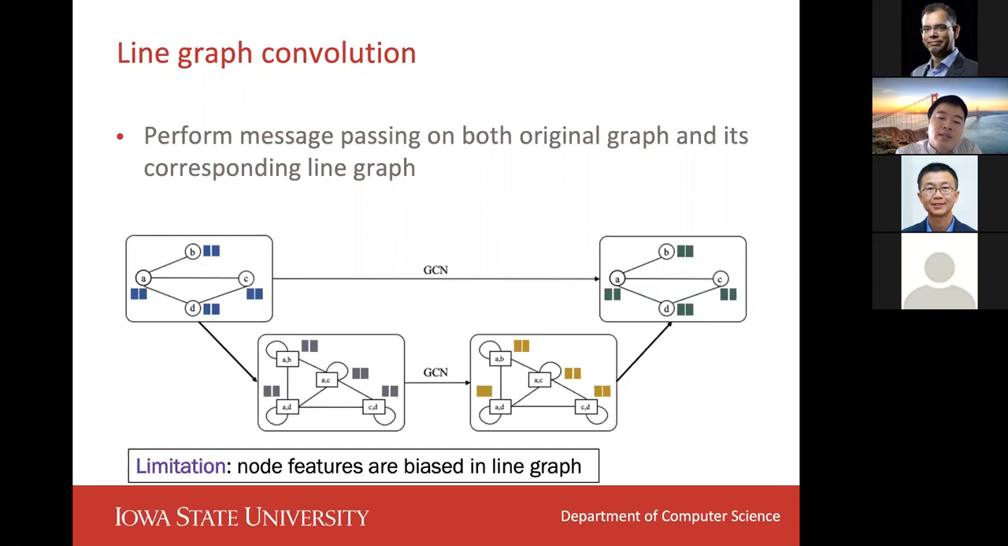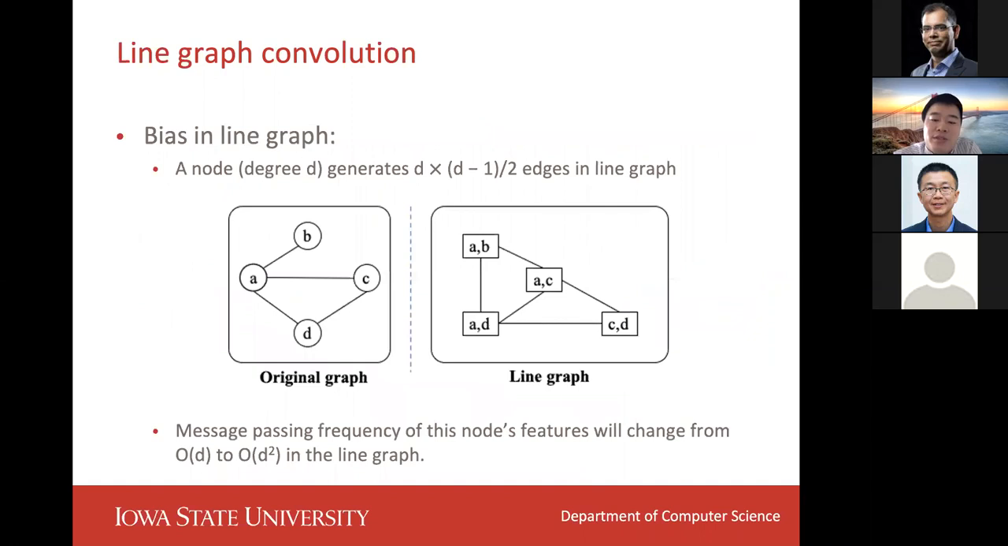But using the line graph has a limitation: the node features are biased in the line graph. The bias is due to its way of construction. In a graph, a node with degree d has d edges in the original graph, but it generates d times (d minus 1) over 2 edges in the line graph.